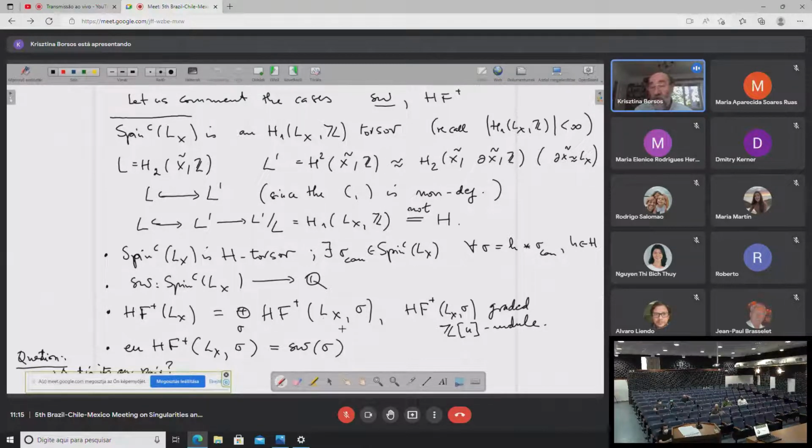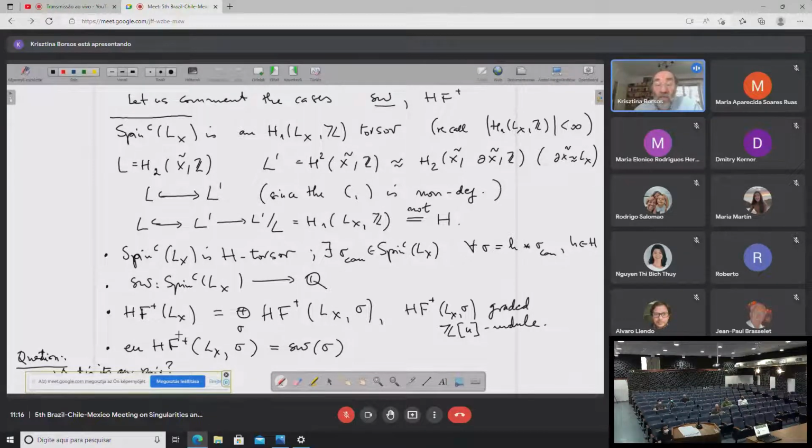Immediately I will tell you, actually it's even written here, that they are Z graded Z[U] modules. So that is the cohomology associated with the spin-C structure. And what we know is that the Euler characteristic of the cohomology theory is the Seiberg-Witten invariant. Yes, and the question is again, what is the pair?